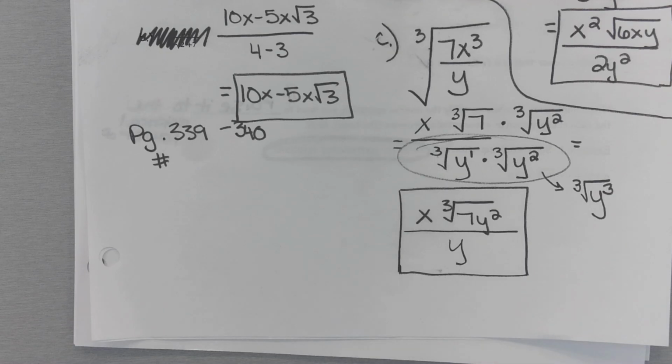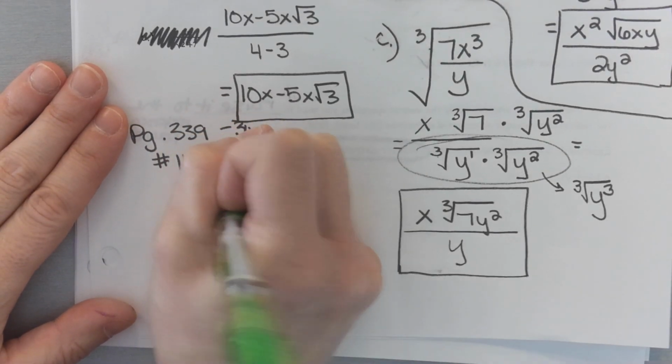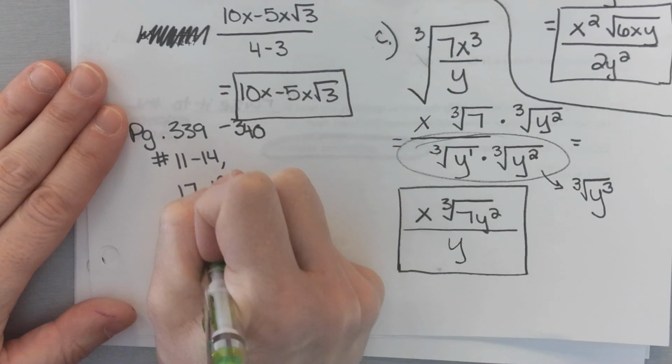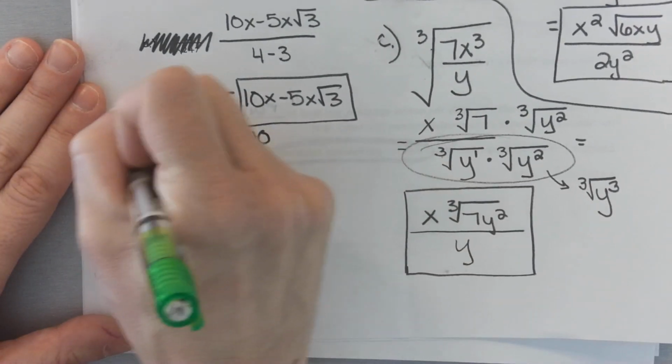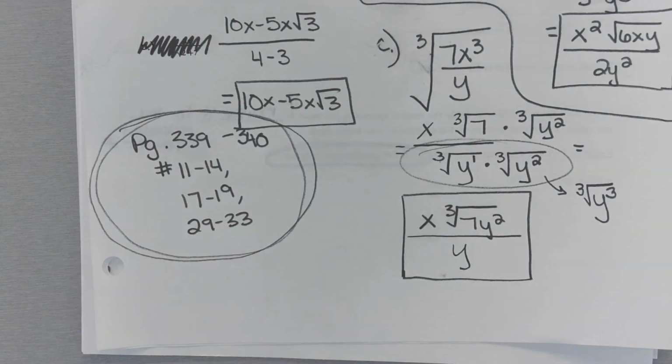Okay, homework, pages 339 to 340, numbers 11 to 14, 17 to 19, 29 to 33. All the ones that I just gave you. Are you sure? I am.